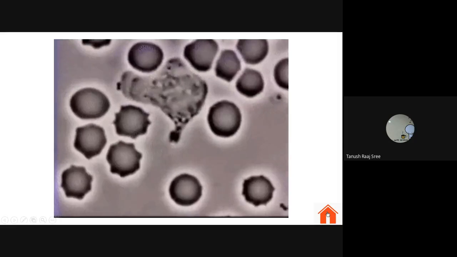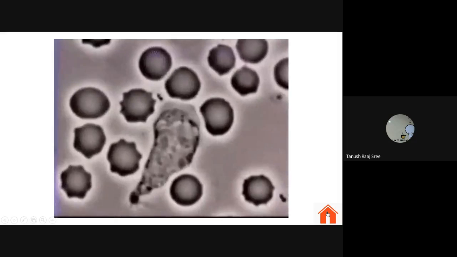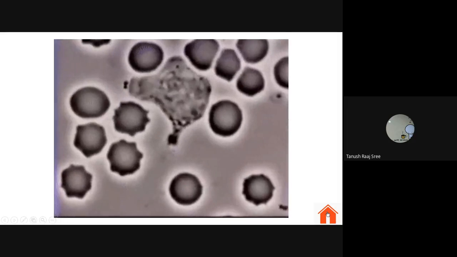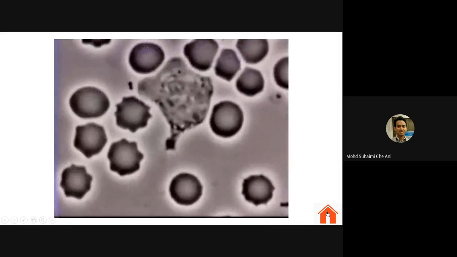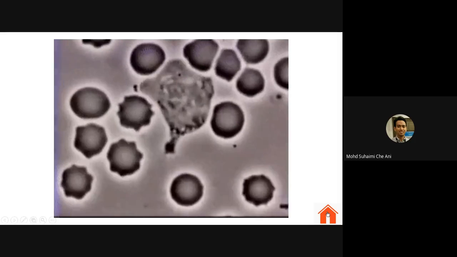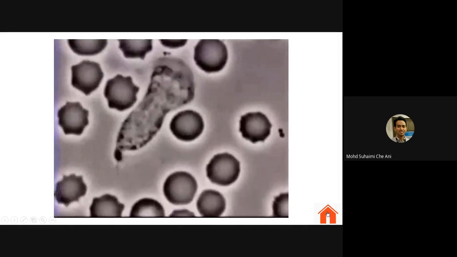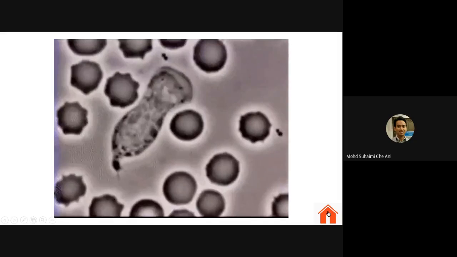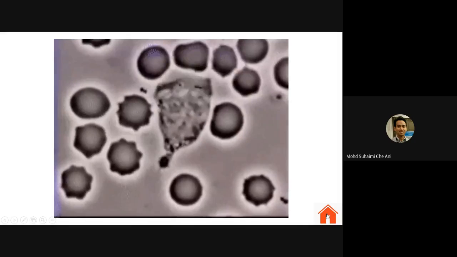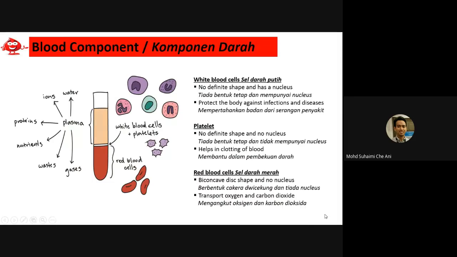But the white blood cell won't just flow. It will move around your body looking for bacteria. If there is no bacteria, they will just stay. But when there is a bacteria, they will try to chase the bacteria. And then the red blood cell is just free flowing.